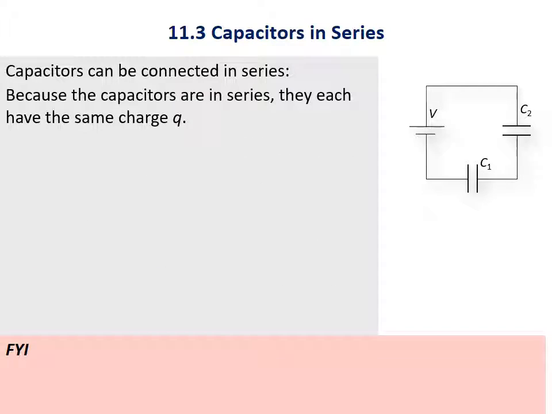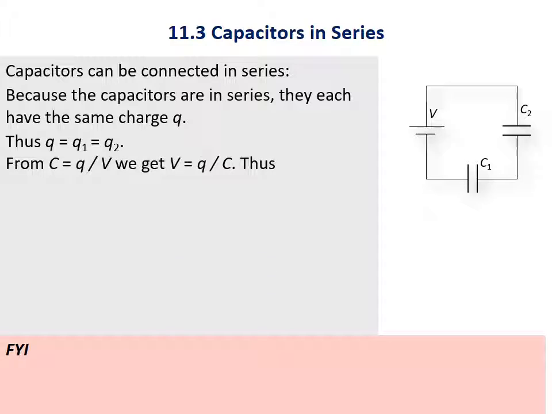Because the capacitors are in series, they each have the same charge Q. So in this case, Q from the cell equals Q1 plus Q2. Current can't go anywhere but through the line, so everything will get the same current. And using the capacitor equation, C equals Q over V, we'll solve this for voltage. Voltage equals Q divided by C.